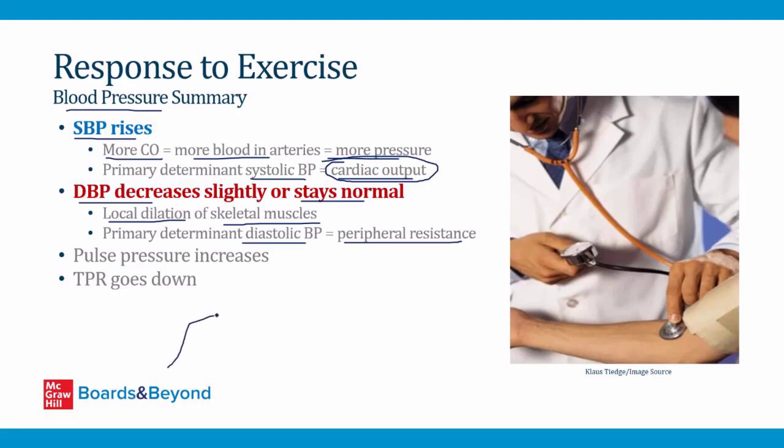Remember what I said, blood pressure goes up and down and up and down. How far it goes down depends on the peripheral resistance. When there's less peripheral resistance, the blood pressure tends to fall more before the next upcycle, and therefore the diastolic pressure tends to get lower.